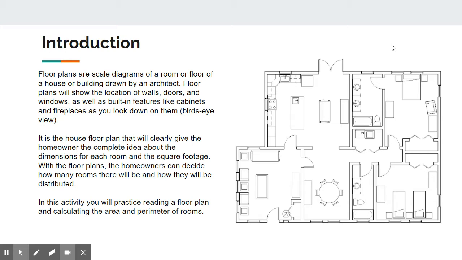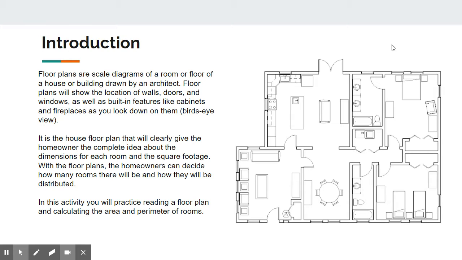So the floor plan actually shows you the location of the walls, doors, windows, any features that are built in, and you're looking at it from bird's eye view, so from the top down. So in the floor plan, it's gonna give you an idea of the dimensions of the rooms, the square footage, and then how it's gonna flow all together. So this is an example of a floor plan for a home, and then we are going to actually work through some of this.